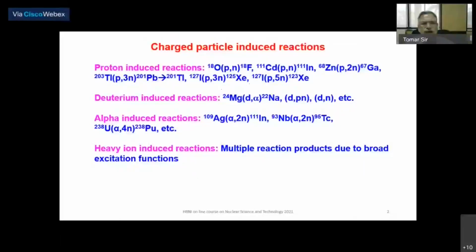Why can we not use heavy ion induced reactions? There are reasons for that. One is that, first of all, when we use heavy ions, for example a carbon beam, we don't have only 6+ carbon. The carbon beam will have 4+, 5+, 6+. So the current comes down for a particular charge state.